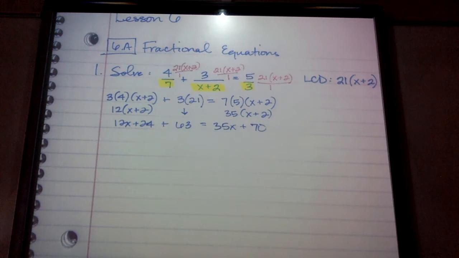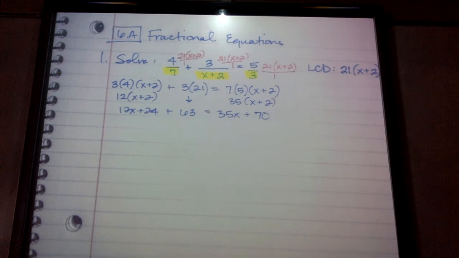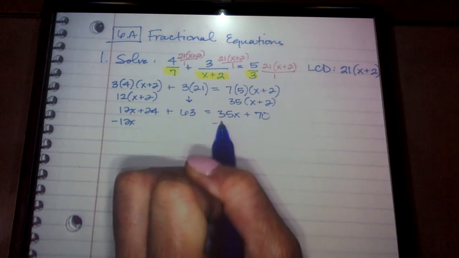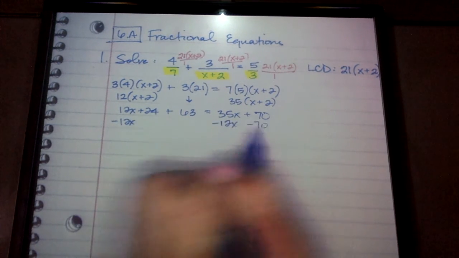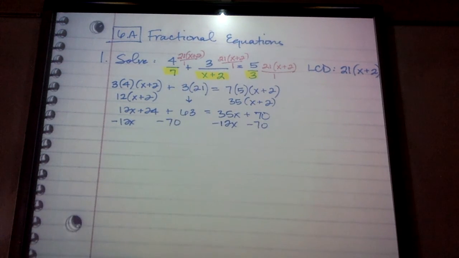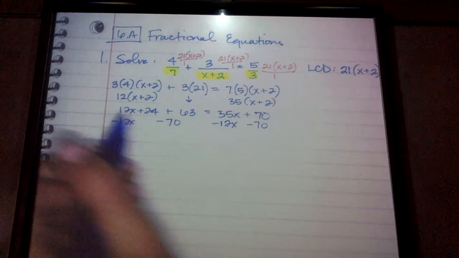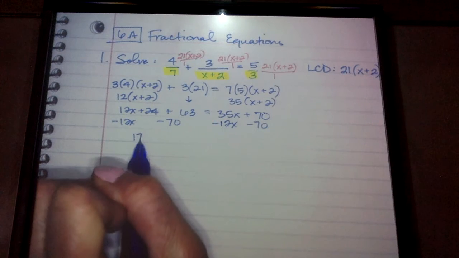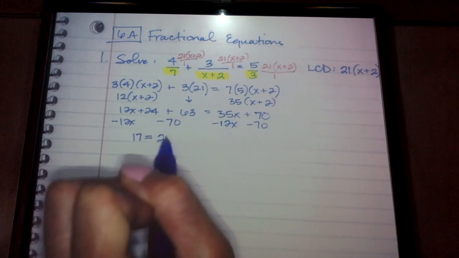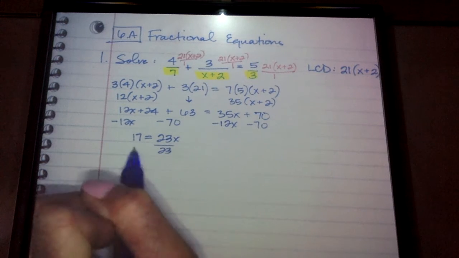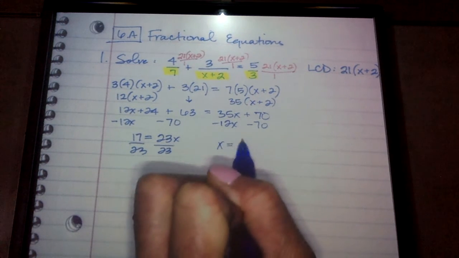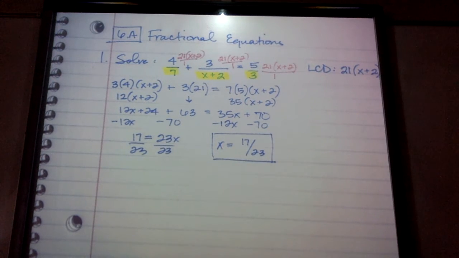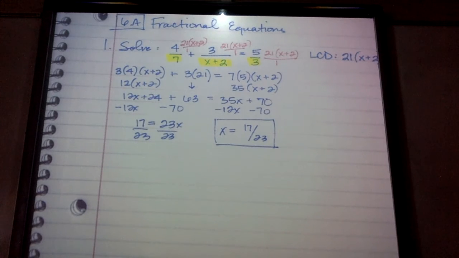From there, it's an Algebra 1 problem. You're going to combine like terms and subtract. So I'm going to move this 12x, and I'm going to move the 70. I like to move a bunch of things at once. So on the left, this is gone. 24 plus 63 minus 70, I got 17, equals 35 minus 12x is 23x. Divide by 23, and x equals 17/23. You can leave it. You do not need to make it a decimal. That is probably the fastest way to do that problem.